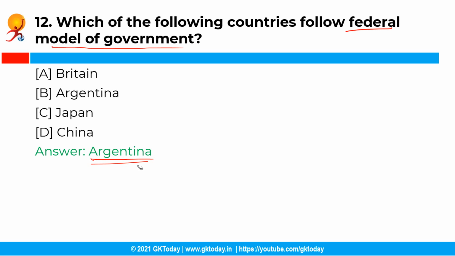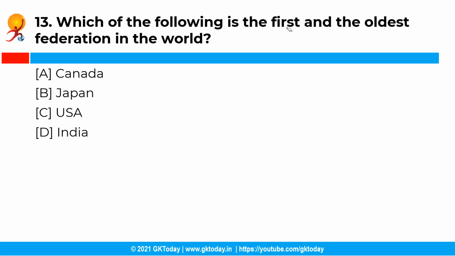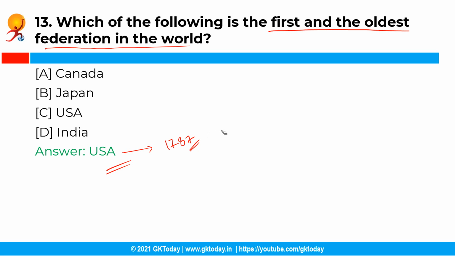Now the next question is, which of the following is the first and the oldest federation in the world? Now you have the following options and the correct answer is option C, that is USA. The United States of America is the first and the oldest federation in the world, and it was formed in the year 1787 after the occurrence of the American Revolution. And it originally comprised of 13 states. Now there are 50 states and it is taken as the model of federation.